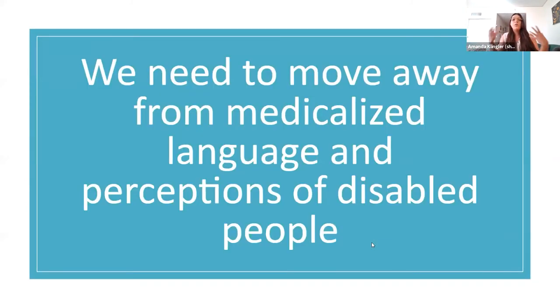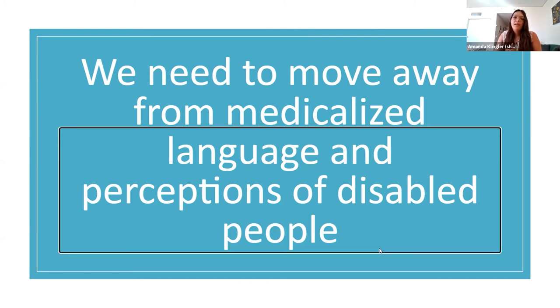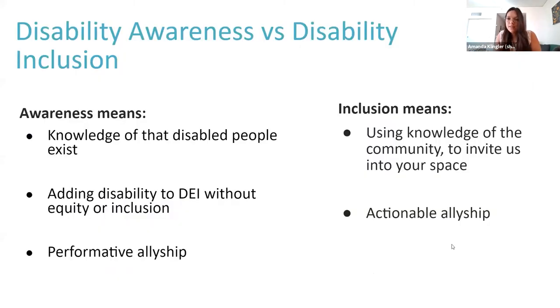So essentially, to conclude my portion of this talk: when thinking about access and making our programs and spaces inclusive, we need to move away from medicalized language and perceptions of disabled people towards this social model, where it is the space, the program, the thing that is determining if somebody has access or not. And that is something we have control over. And so with that, I'm going to pass it off to Syreeta to talk about our next part.